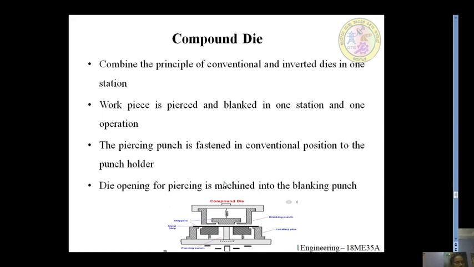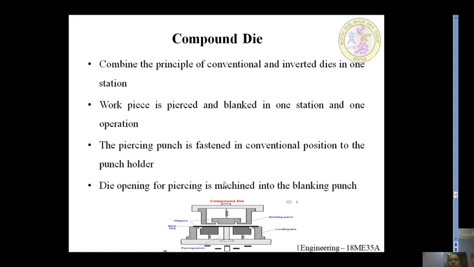So in a compound die, it is the combination of two operations. Two or more operations can be performed at one station. Only one cutting operation is carried out, hence these dies are considered as cutting dies. So here the workpiece is pierced and blanked in one station only and with only one operation.